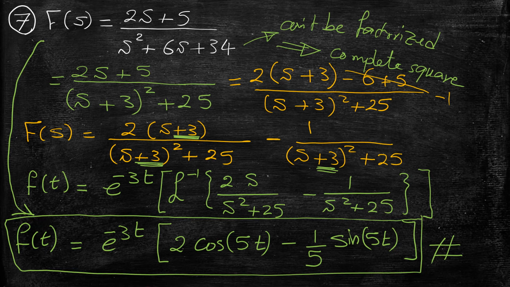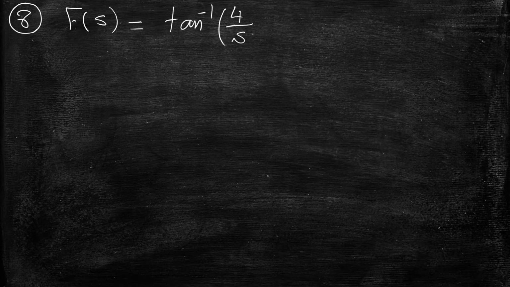So let's move forward and see another example also using other properties. So what happens if we have this F(s) equal, for example, tan inverse of 4 over s? So for sure there is nothing in the table, or even from the previous properties using the shift or doing some kind of partial fraction or completing the square, related to the tan inverse.